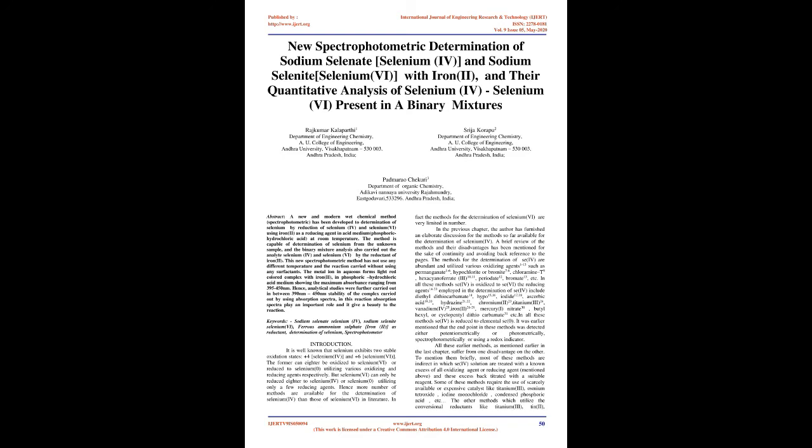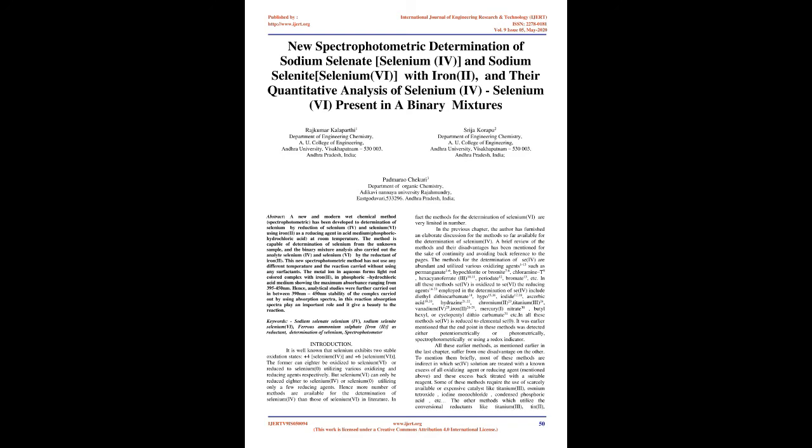Abstract: A new and modern wet chemical spectrophotometric method has been developed for the determination of selenium by reduction of selenium(IV) and selenium(VI) using iron(II) as a reducing agent in acid medium, phosphoric hydrochloric acid, at room temperature.